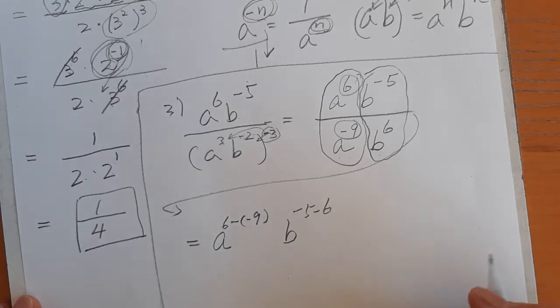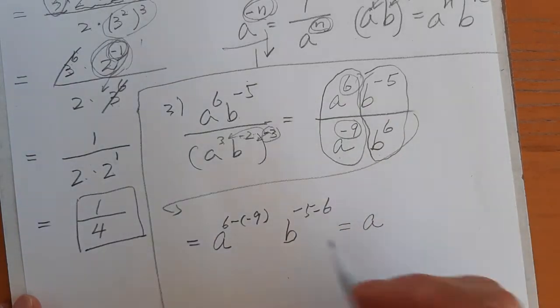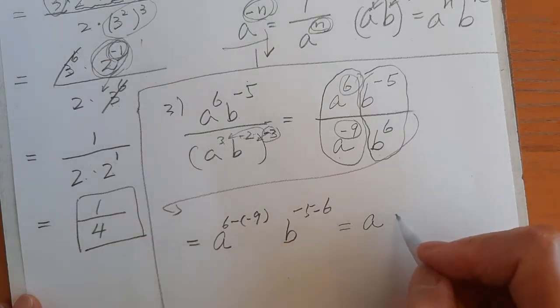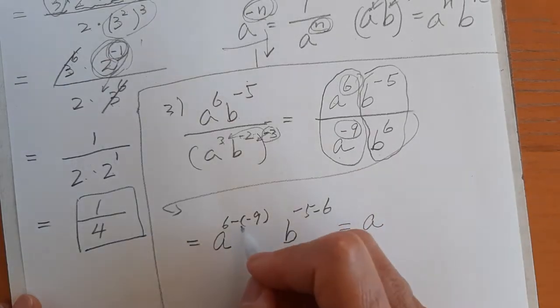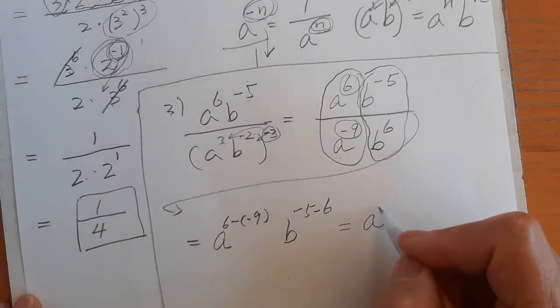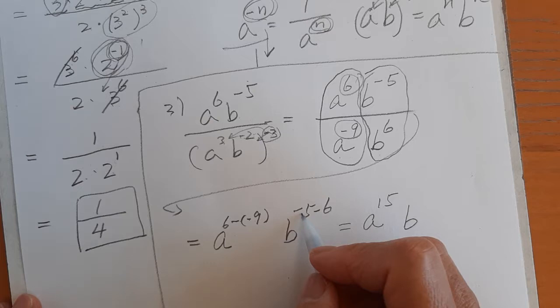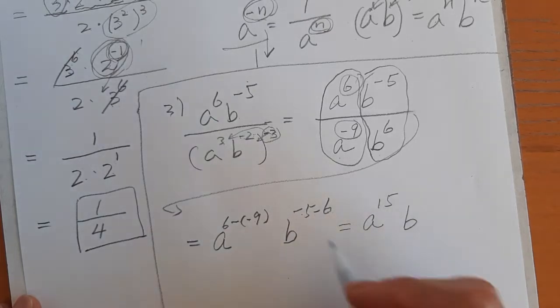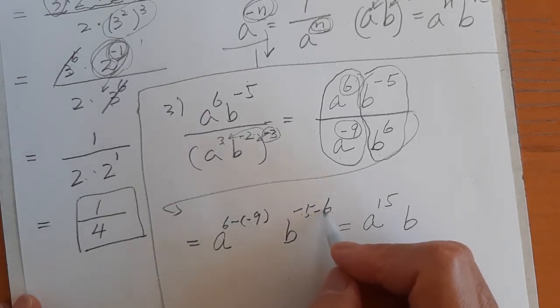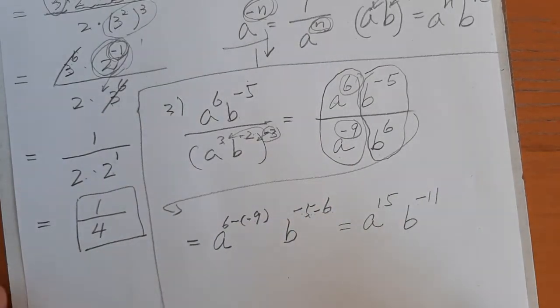Quotient rule, so equal to a to the power 6 plus 9, because 6 minus negative becomes plus. 6 plus 9 is 15. b, negative 5, add negative 6. Negative 5 add negative 6 together is negative 11.